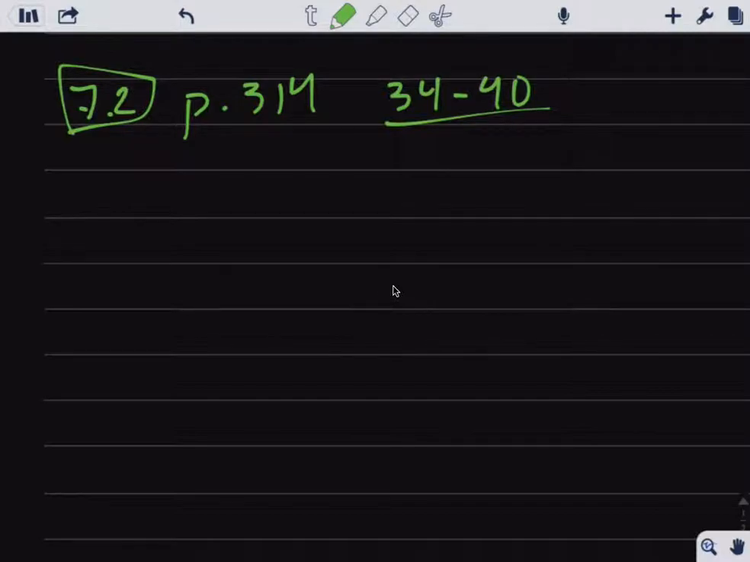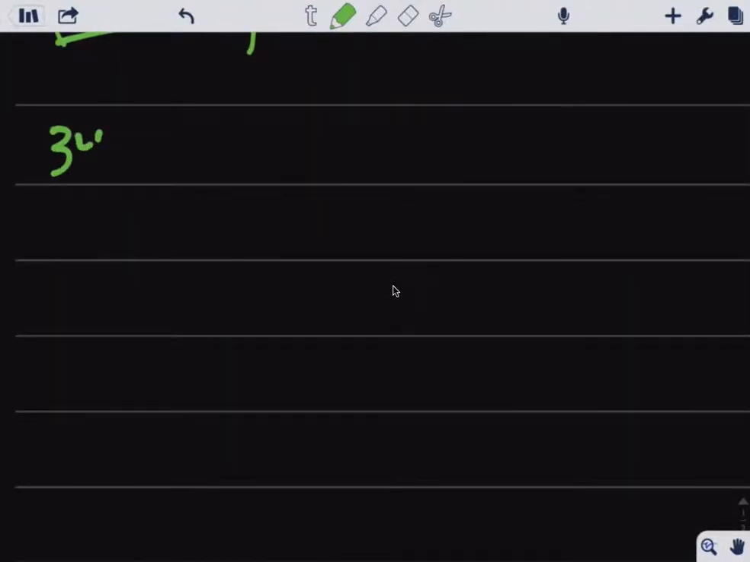Okay, I wanted to work these. I thought we might have some trouble with problems 34 through 40 on 7-2. So I'm going to post the solutions for you to work.